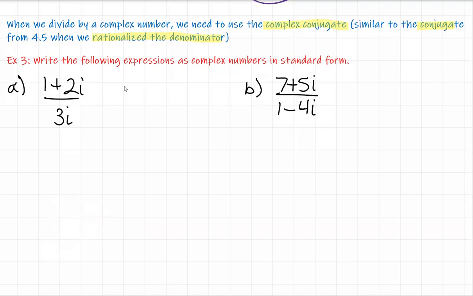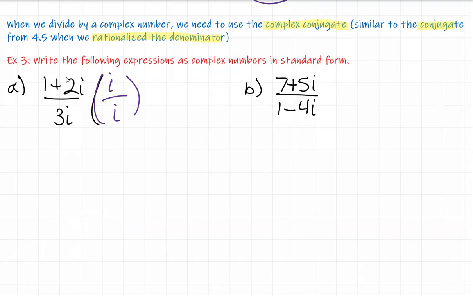If I'm going to divide this i in, what I need to do is multiply top and bottom by i. Whenever you see just a standalone i or an i with a coefficient, we're just going to multiply top and bottom by i. And we'll see why that's going to work. Let's go ahead and try that.